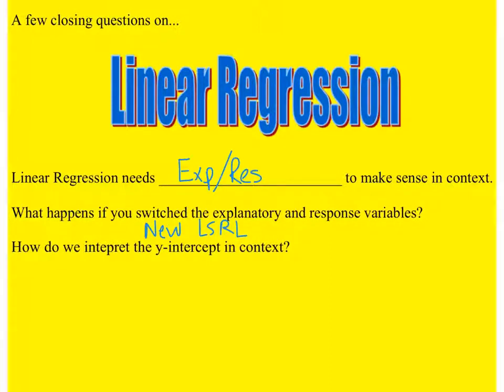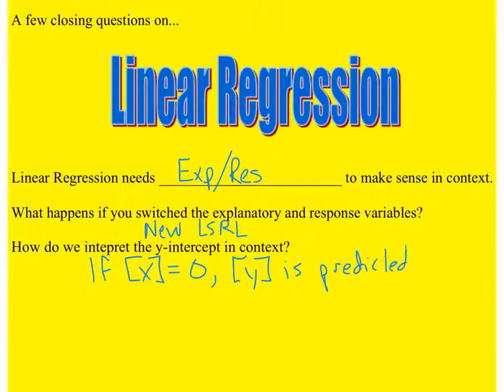And how do you interpret the y-intercept in context? Well, if the explanatory variable, or the x, equals 0, the y is predicted to be whatever the y-intercept is. So it's what happens when your explanatory variable is 0. What's the response predicted to be? Remember, with both slope and the y-intercept, the key word there is predicted, right? It's what we're predicting will happen.